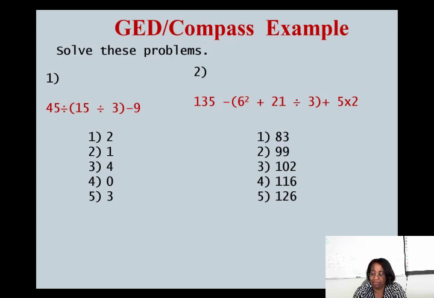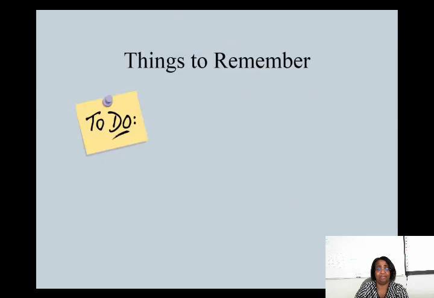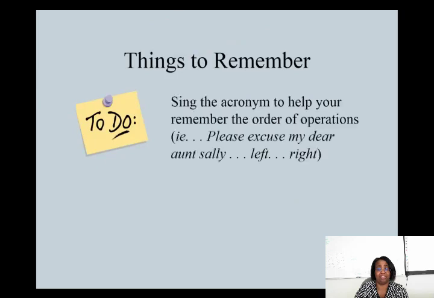135 minus 43 gave me 92, and then I added 10, and I got 102. Okay? If you didn't do that slowly and really think about what you were doing, you could come up with some of these other answers. So the correct answer is 102. Now, the thing you need to remember about the order of operations is: please excuse my dear Aunt Sally, left, right, left, right. Parentheses, exponents, multiplication, division, addition, and subtraction.